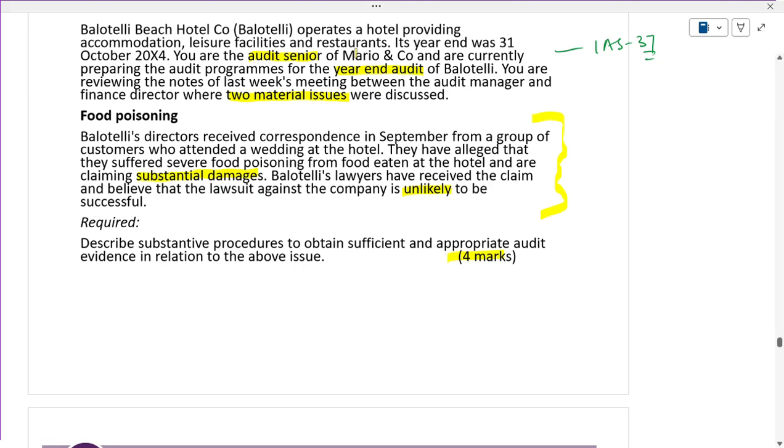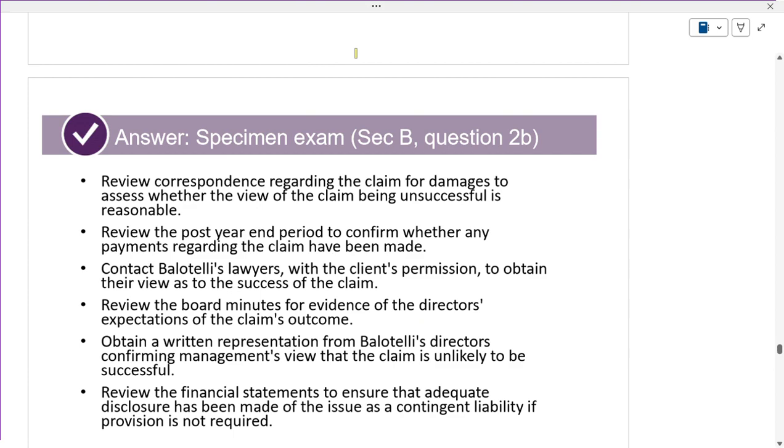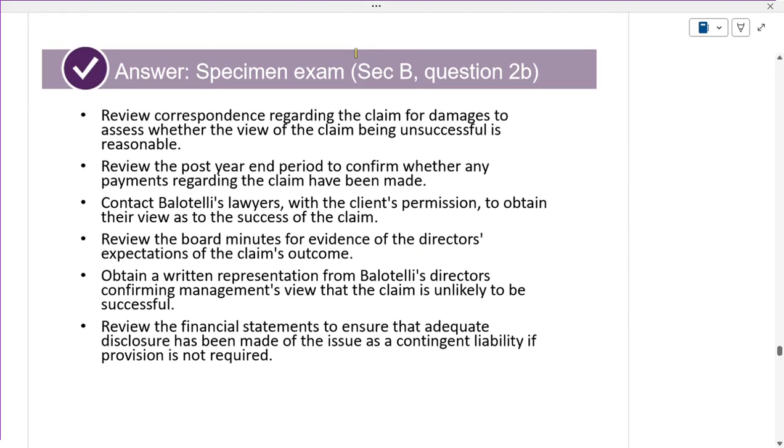You should not say that it happened last month and now, after one month, you are claiming that food poisoning has happened. You should make sure there is sufficient and appropriate evidence in relation to the above issue. When you are talking about sufficient points, this is where I am very much concerned. If they give you 4 marks, make sure you write only 4 points.